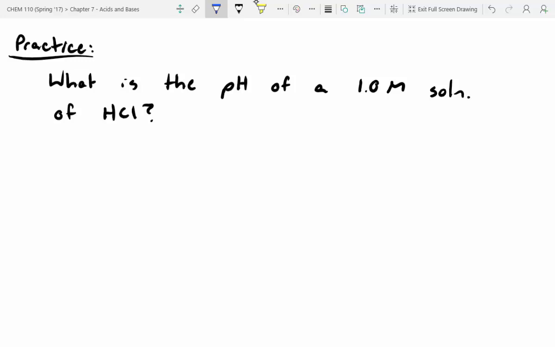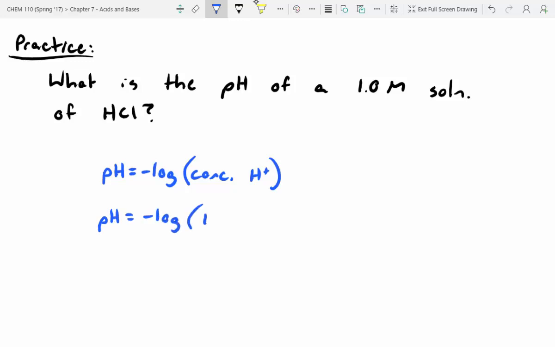So which equation should we use? Should we use pH equals negative log of H plus, or should we say H plus equals 10 to the negative pH? Yeah, I would say use the pH equals negative log equation because we're trying to solve for pH, right? So we'd say pH equals negative log of the concentration of H plus. Okay, so we'd say pH equals negative log of 1.0 molar, which gives us a pH of what? Zero.